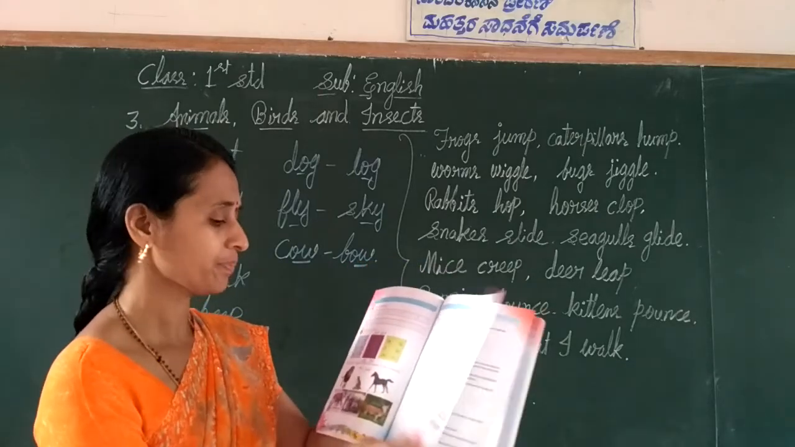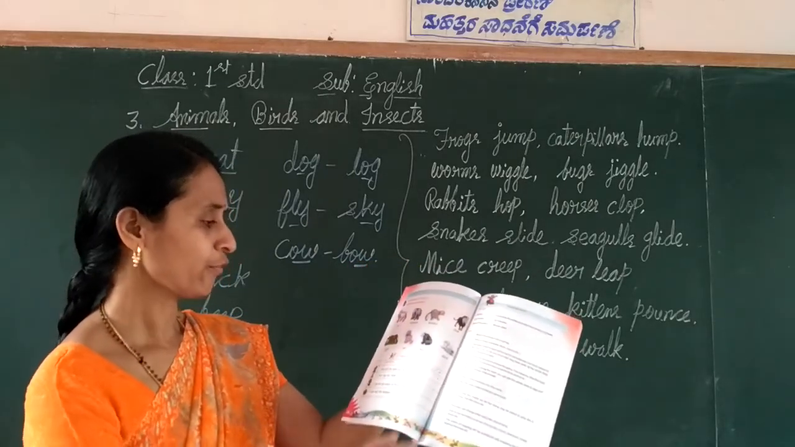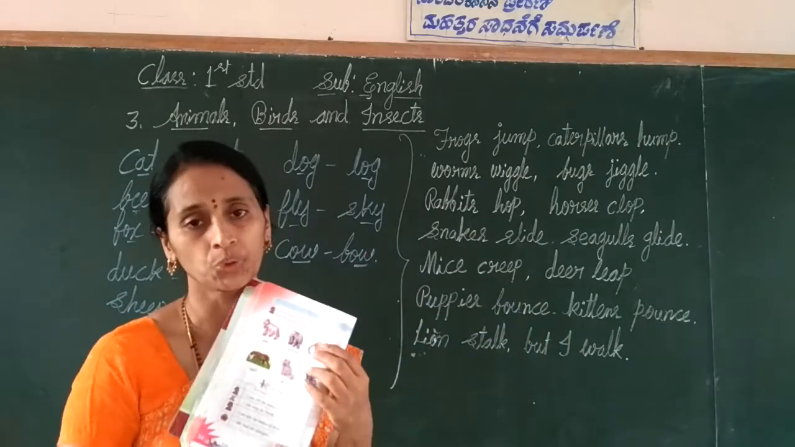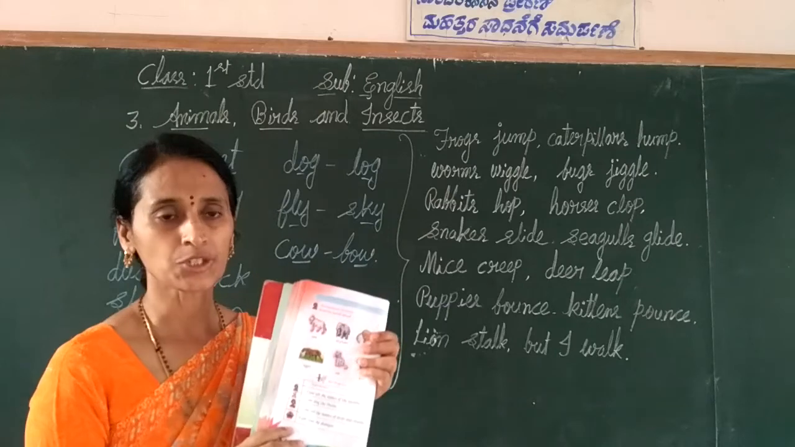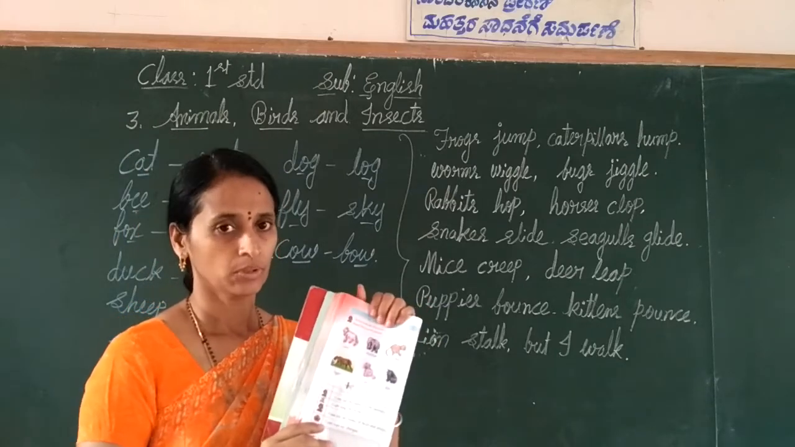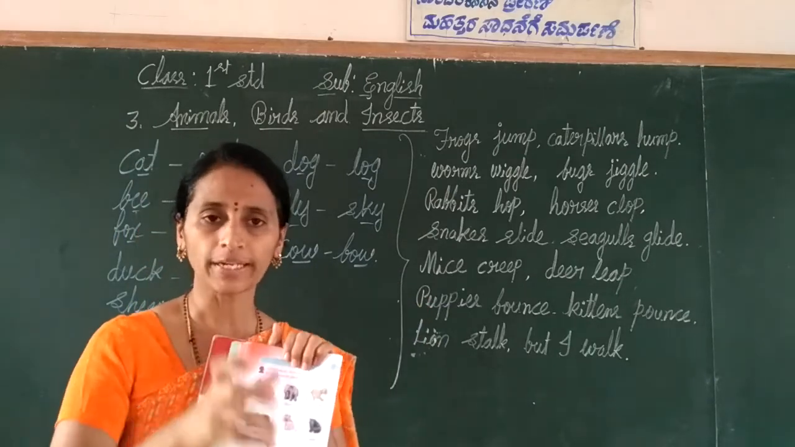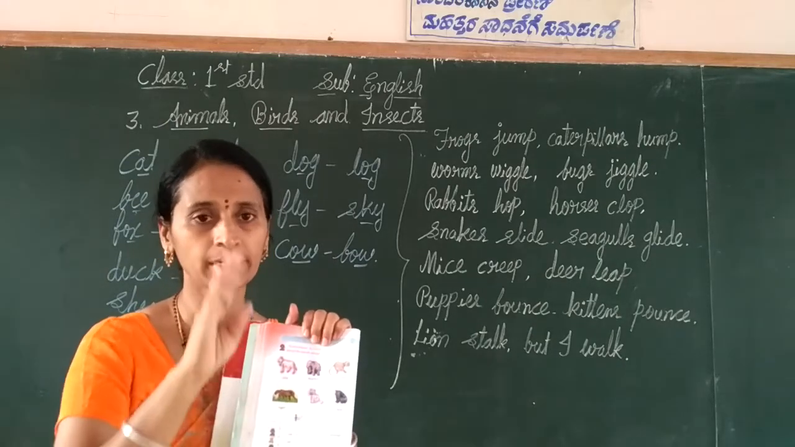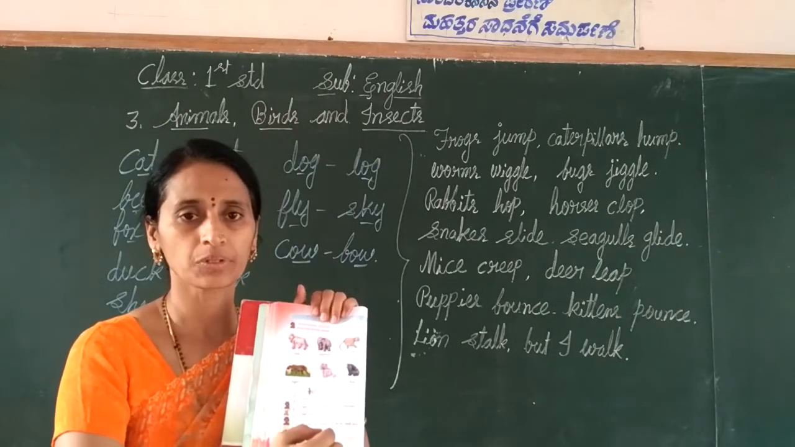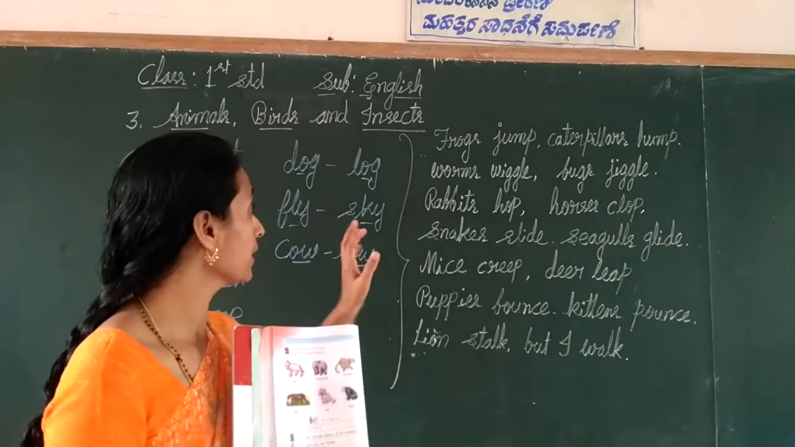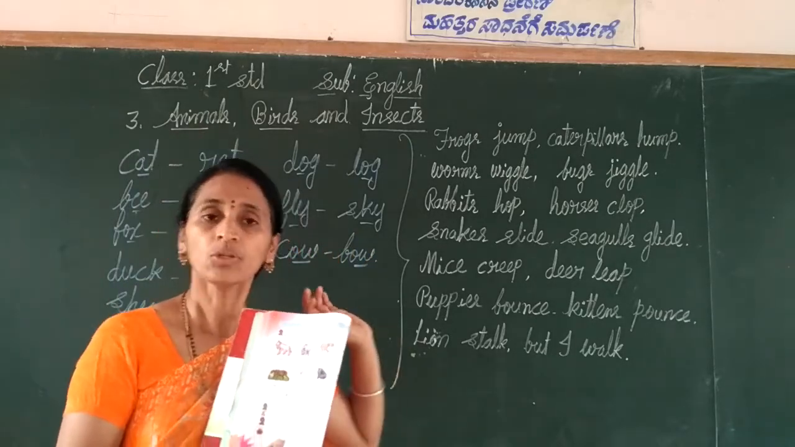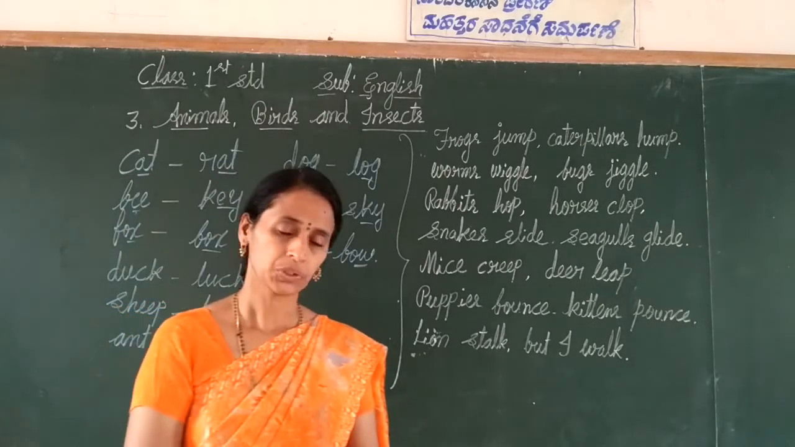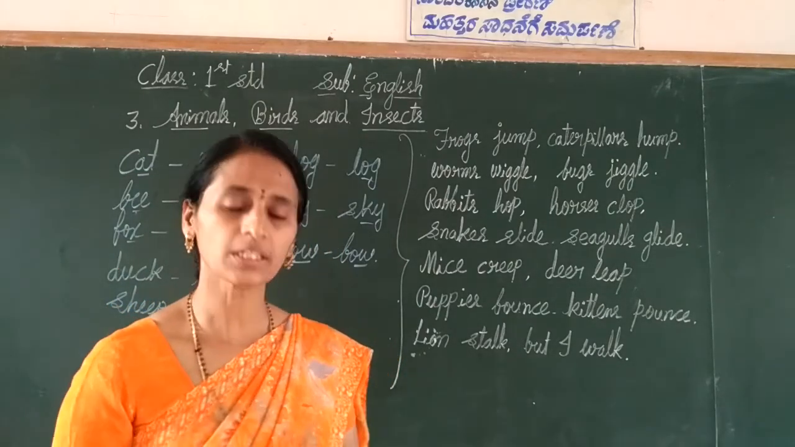And next, last, page number 54. This is the animals. Read aloud. And also, you have an assignment. You have to write down the animals, birds, and also insects. Take a picture, gum it, and write their names. And you have to identify the names and also learn all this. Okay. This is the homework for you. This unit is completed.